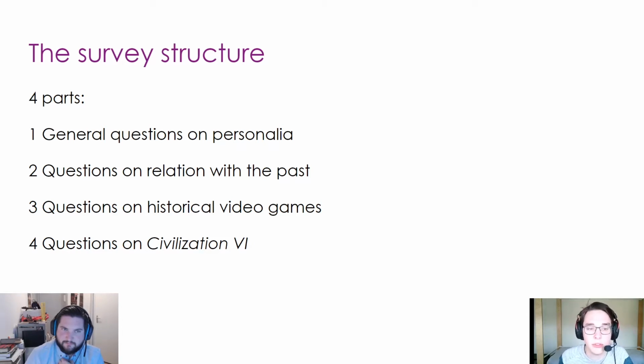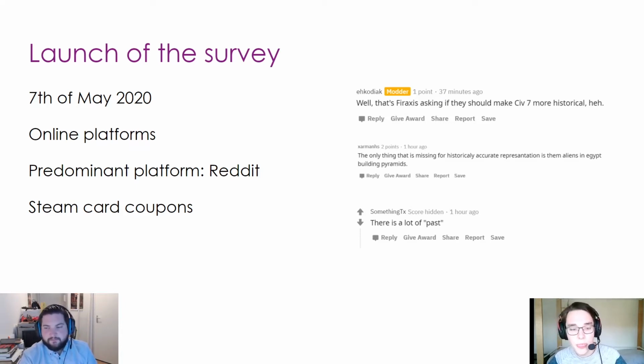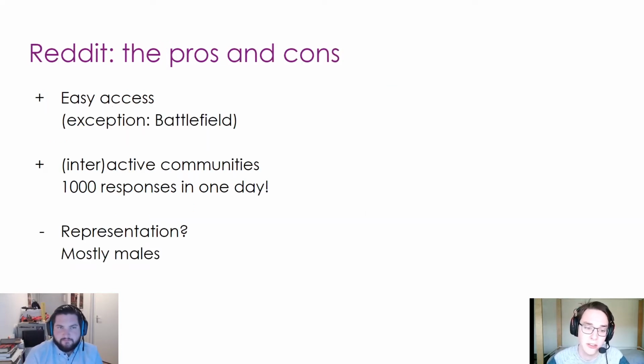So on the 7th of May, we actually launched the survey, and we did that through several online platforms, mostly social media such as Facebook, Twitter, the several links Value has with their community. But the main platform we distributed the survey on was actually Reddit. And Reddit proved to be a very effective way of distributing the survey, which I will talk about more later.